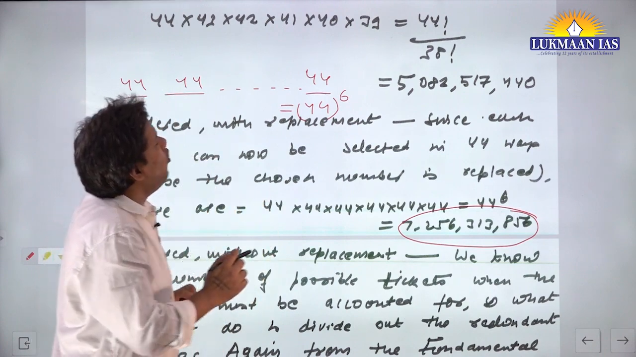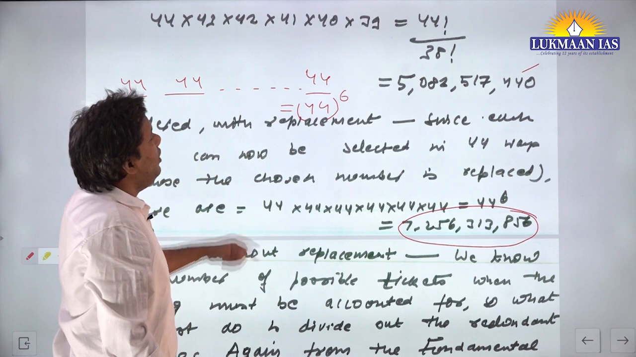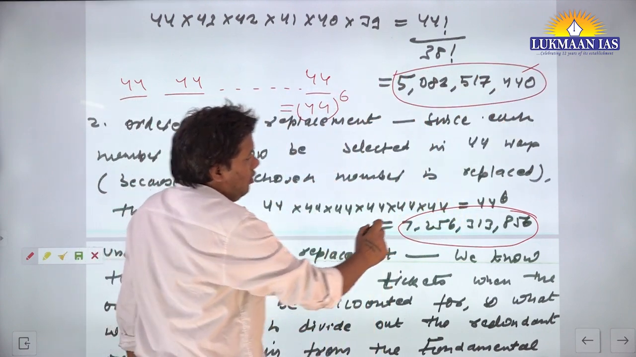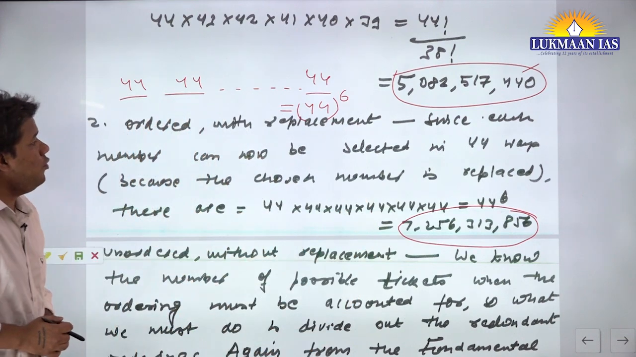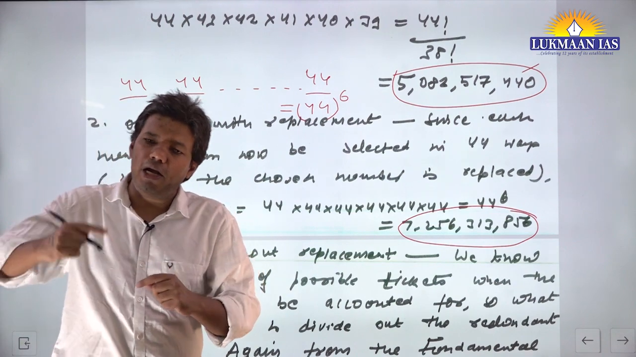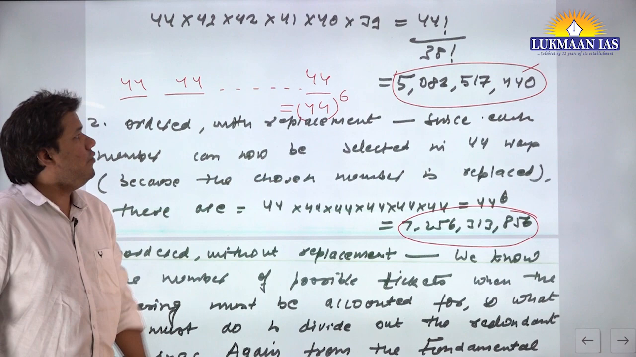Now see, just getting the answer is not important. You have to compare. Okay, when it was without replacement, my final answer was this. And when it was with replacement, my final answer was this. My with replacement answer is more than without replacement. Why? Because at every step, every task, I am having more choices. Every time I am having 44 choices.